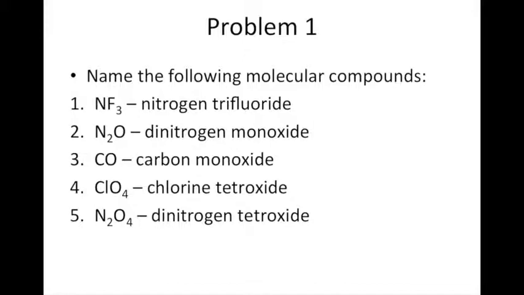So our first compound is nitrogen trifluoride. Our second one is dinitrogen monoxide. Here we have carbon monoxide. Again, we don't use the prefix mono if we have one of the first atom, and we drop the o from the mono to have monoxide. ClO4 is chlorine tetroxide. And then our next one is dinitrogen tetroxide.